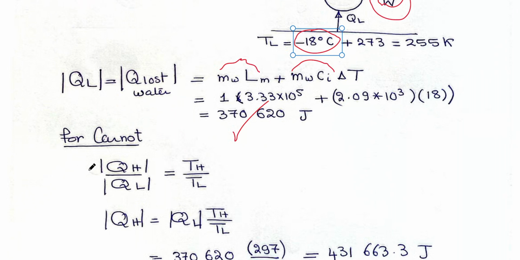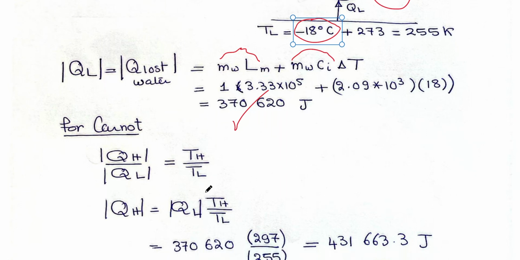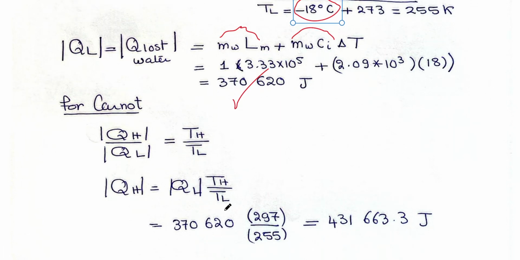And we are talking about a Carnot cycle, so QH over QL equals TH over TL. If you want to calculate QH, it's QL multiplied by TH over TL. You have QL, substitute with QL here, and you have the high temperature and low temperature, you can get the QH.